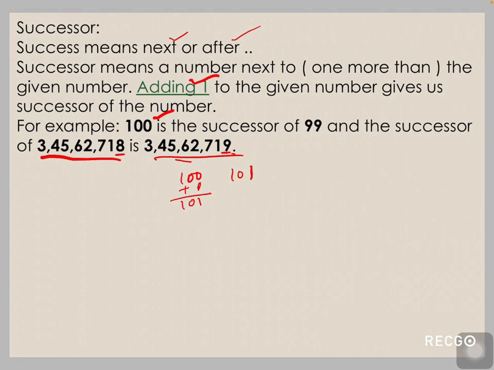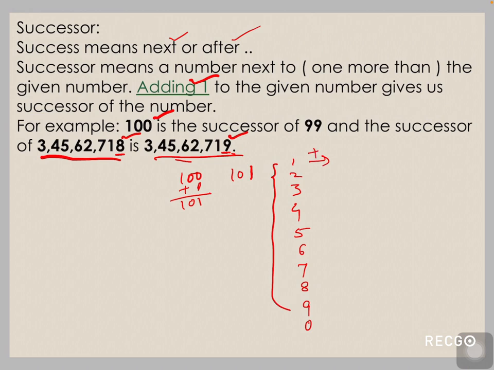62,718. 3 crore 45 lakh 62,719. We added 1 to this. So here also the same trick goes. Suppose you have 1, 2, 3, 4, 5, 6, 7, 8, 9 or 0 at the units place. To write the successor, you will be adding 1. So 1 will become 2, 2 will become 3, 3 will be 4, 4 will be 5, 5 will be 6, 6 will be 7, 7 will be 8, 8 will be 9, 9 will be 10.